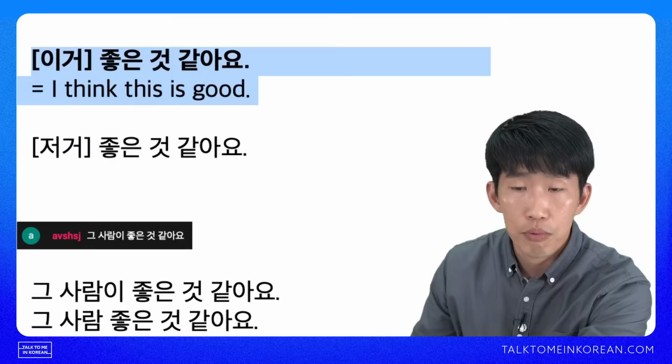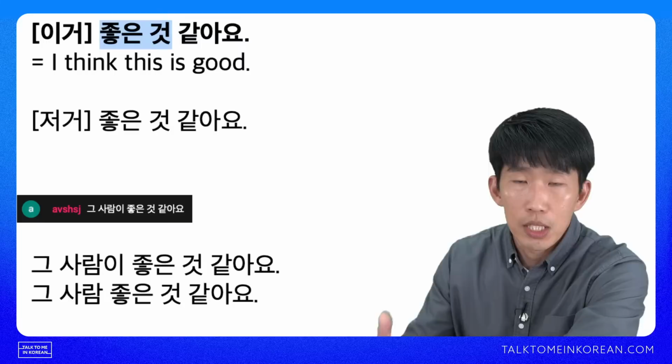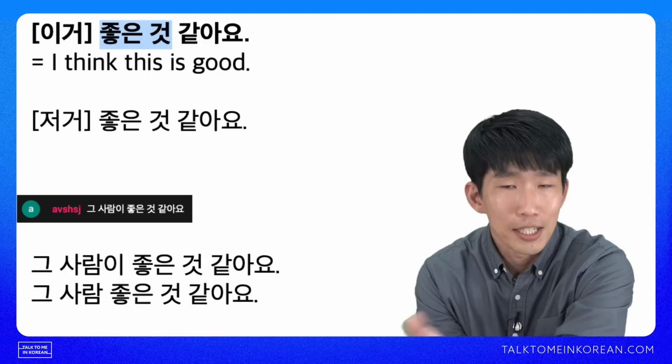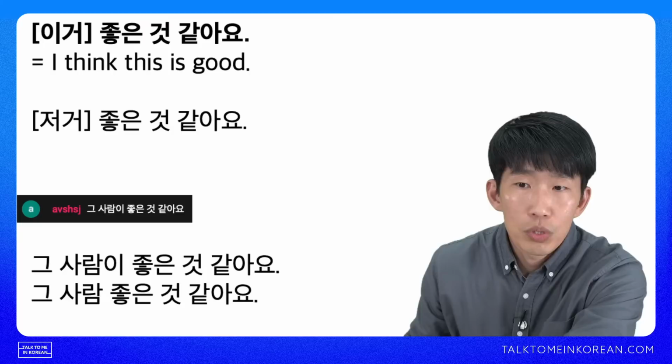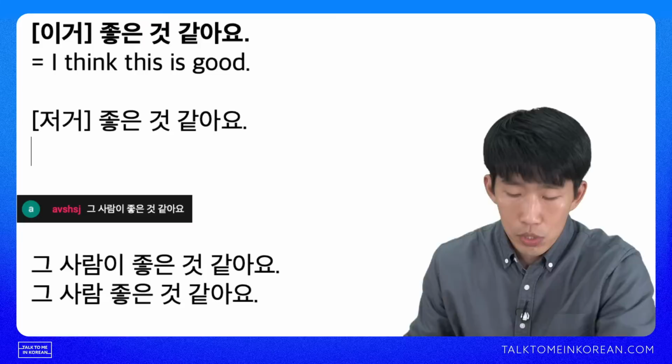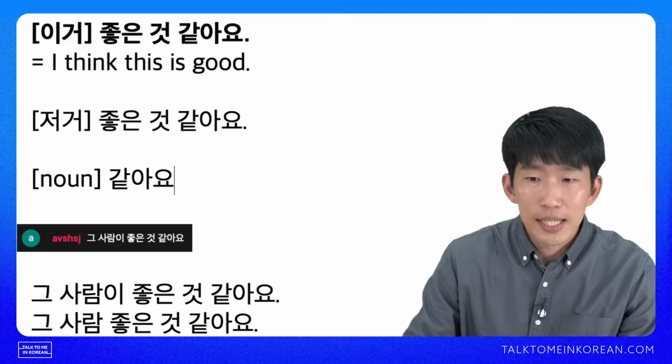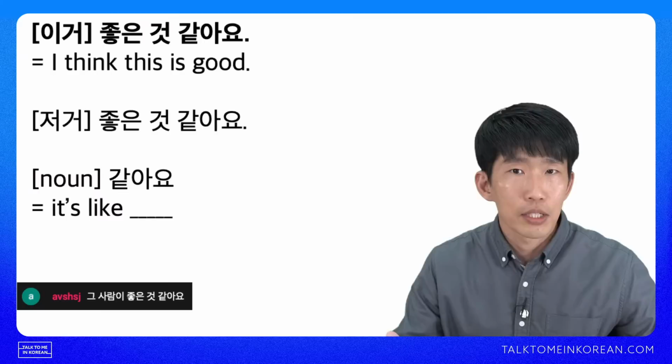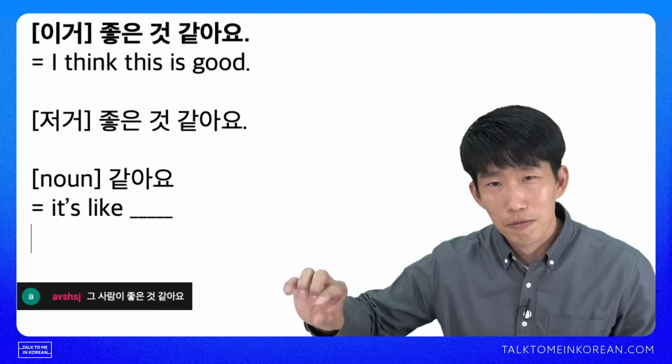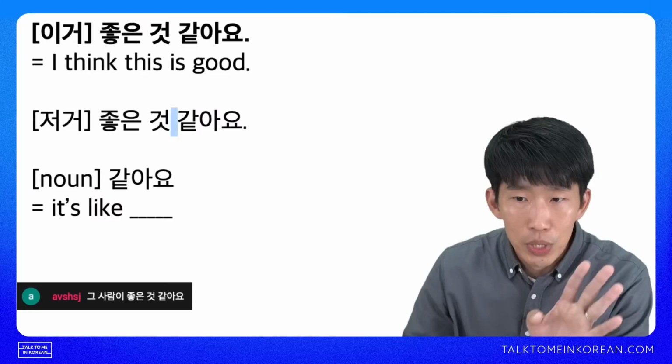좋은 것 같아요, right? So 좋은 것 can mean a good thing, but in this case, it means the fact that it is good. So 좋은 것 같아요, and therefore, you don't need any marker, any particle between 것 and 같아요, because so-and-so 같아요, noun 같아요, in itself means it's like so-and-so. 학생 같아요, it's like a student. You touch something without looking, it feels like tofu, 두부 같아요, etc. So for 것 같아요, you don't need anything between 것 and 같아요.